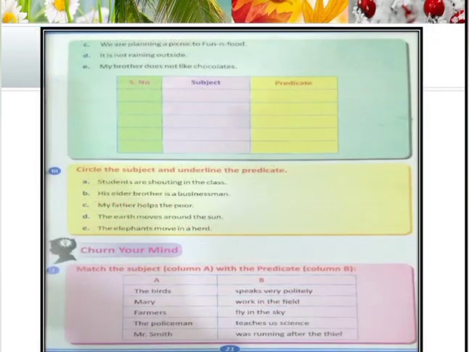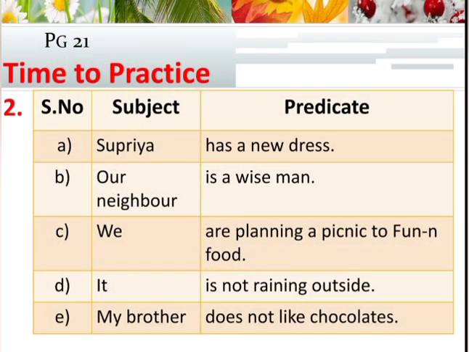And then you have been given this table also. So let's fill this. A part. Supriya has a new dress. So we are talking about Supriya, so it is the subject. Has a new dress will be the predicate. B part. Our neighbor is a wise man. We are talking about our neighbor. So our neighbor is the subject. Is a wise man is the predicate.